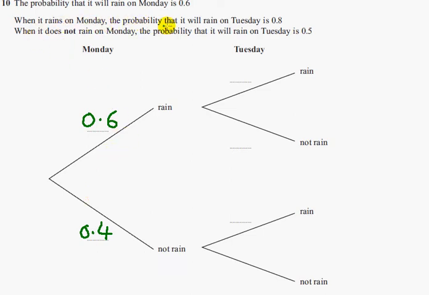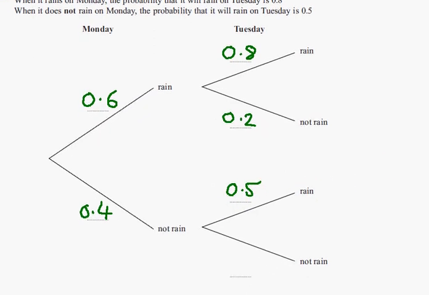When it rains on a Monday, the probability that it will rain on a Tuesday is 0.8. So if it rains on a Monday, the probability of raining on a Tuesday is 0.8. Once again, if we take that away from 1, that will leave us the probability that it's not going to rain on a Tuesday. But if it doesn't rain on a Monday, the probability that it will rain on a Tuesday is 0.5. And once again, 1 take away 0.5 also leaves us with 0.5, as it's half. And that's the probability of it not raining on the Tuesday if it hasn't rained on the Monday.